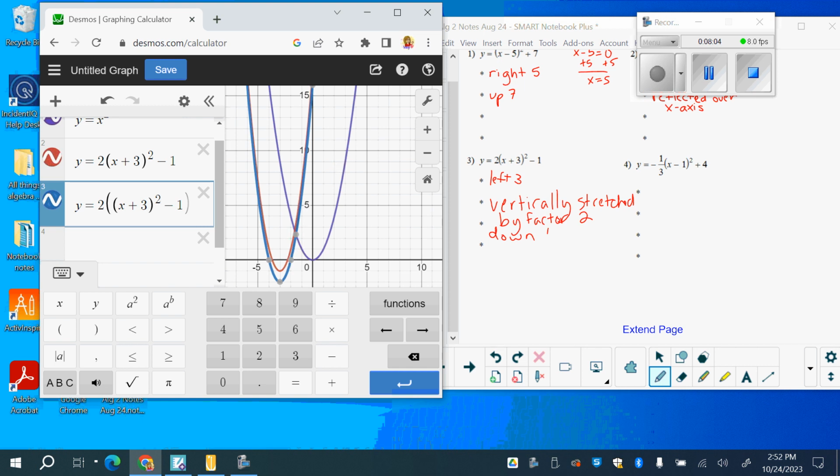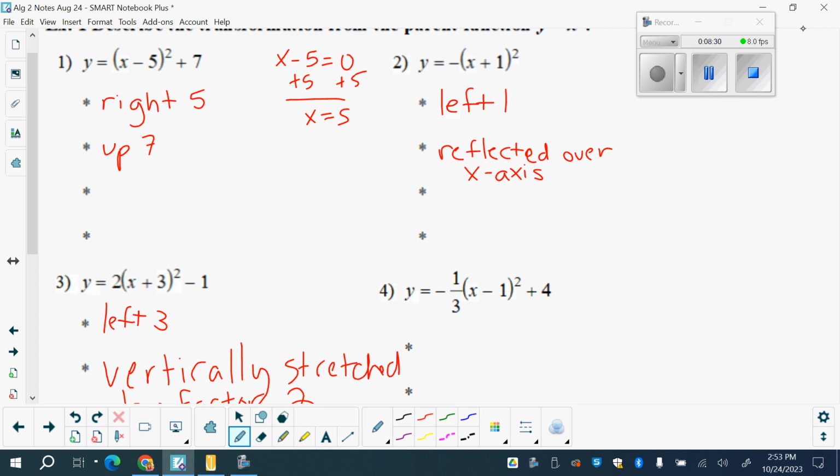So the graph is supposed to be the red one. If we moved this graph down first and then did our vertical stretch, it looks like this, a blue graph there, which is different. We don't want it to be that because the 2 would affect the 1 as well as the 3 there. We want the 2 to be first. We want it to be this order here.